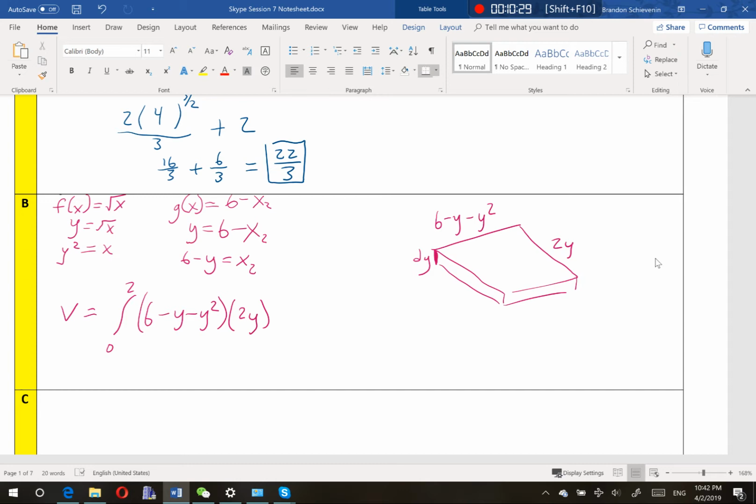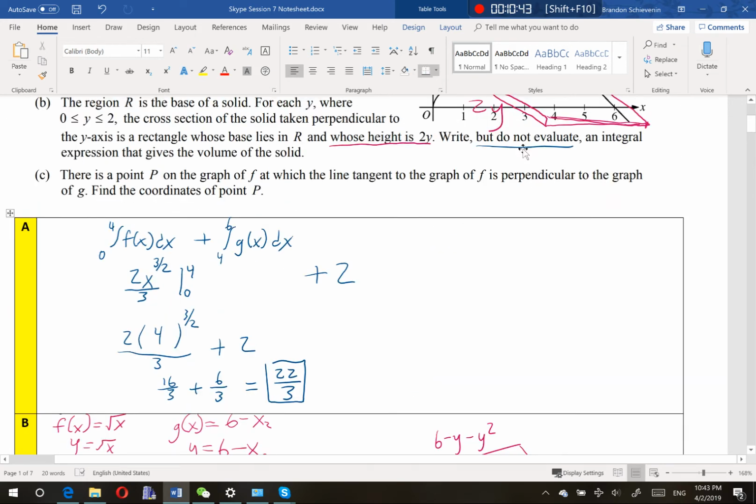And I need to make it a volume, so I need one more dimension. Times dy. So if I multiply the base times width times height, then I should get a volume. And that should look good. They did say we don't have to evaluate it, so we can stop there.